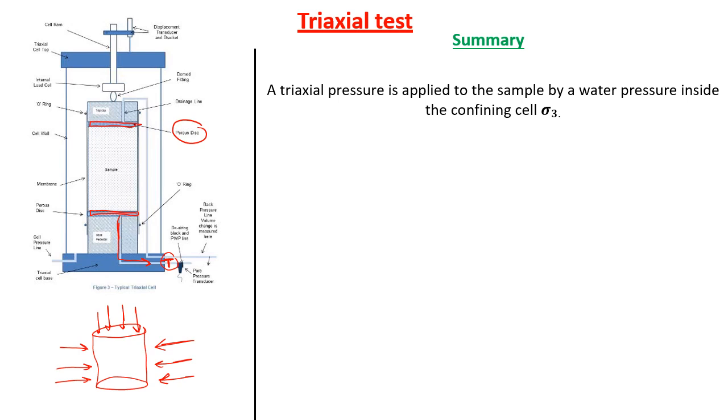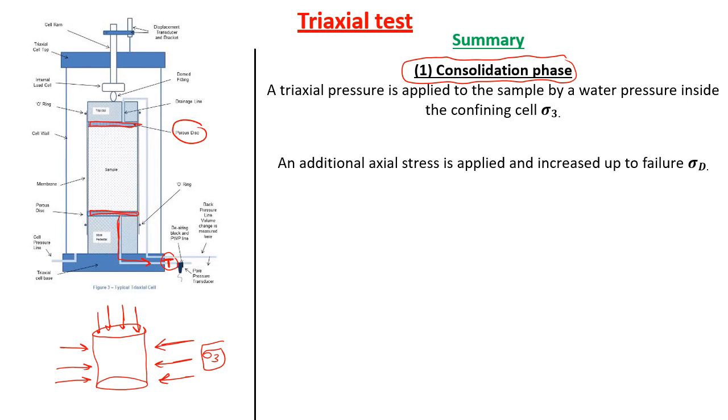It's a triaxial pressure, a triaxial stress. This stress is called sigma 3, and it's called confining pressure, or cell pressure, or water pressure. It's a pressure from outside on the soil sample from all directions, so the soil sample is being squeezed under these pressures from all directions. We call this step the consolidation phase.